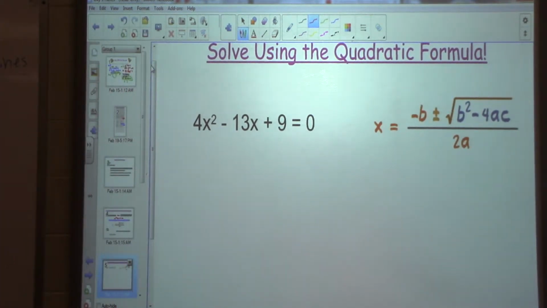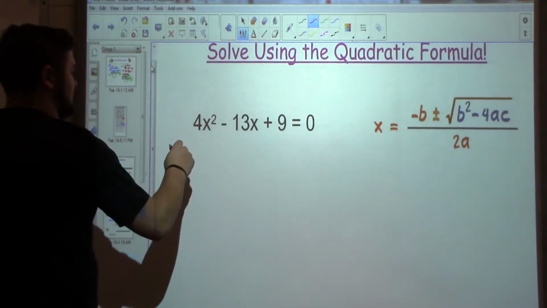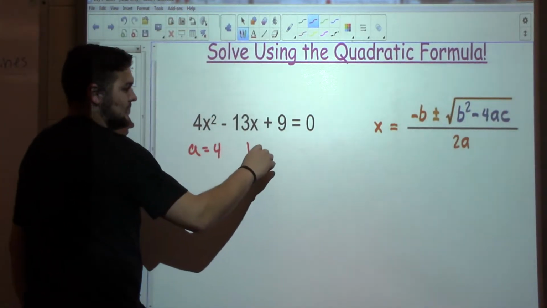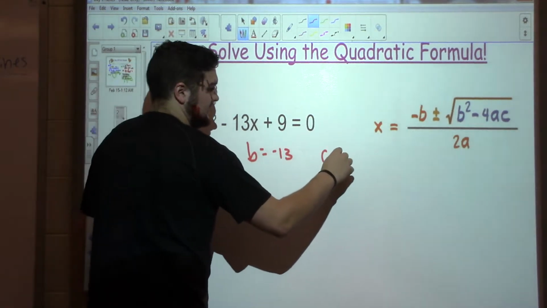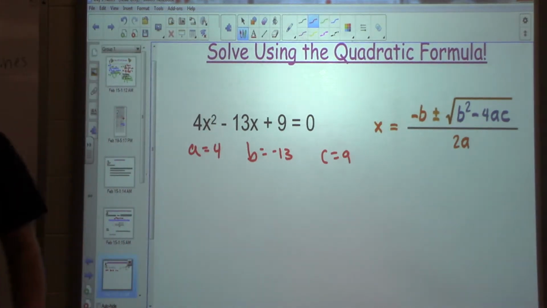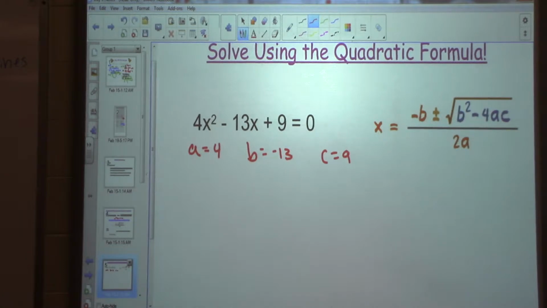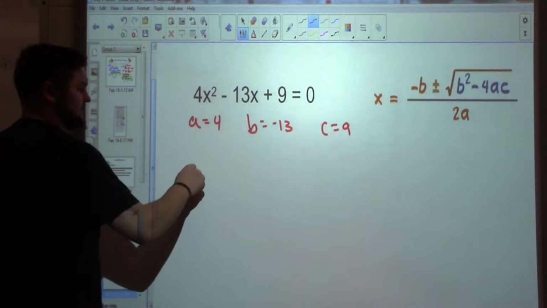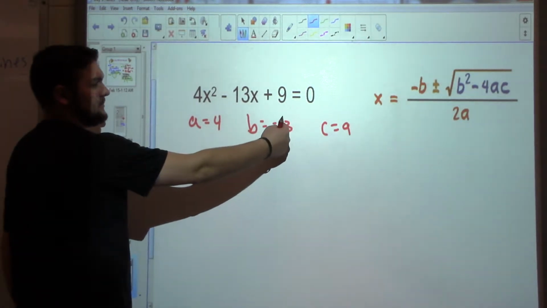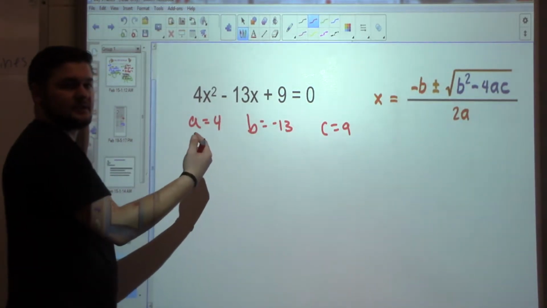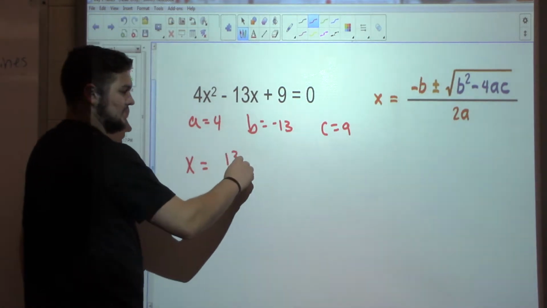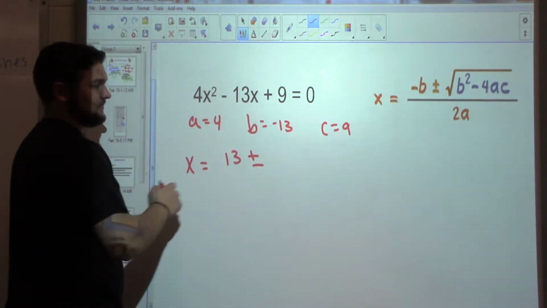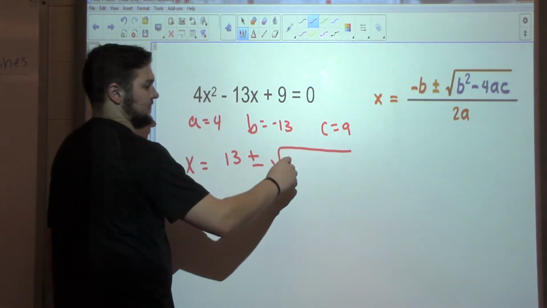Alright, so what we need to do is we need to figure out what does A equal, what does B equal, what does C equal. A equals 4, B equals negative 13, C equals 9. And all we gotta do is we gotta plug those values in. We're not always gonna get nice answers with that, just a warning. So, x equals negative or opposite B. Negative 13 is positive 13, plus or minus the square root of negative 13 squared.